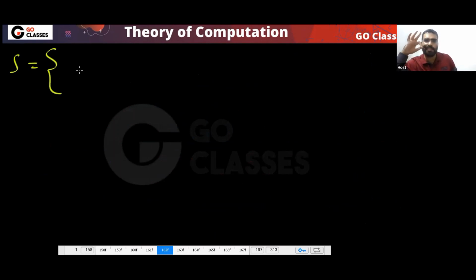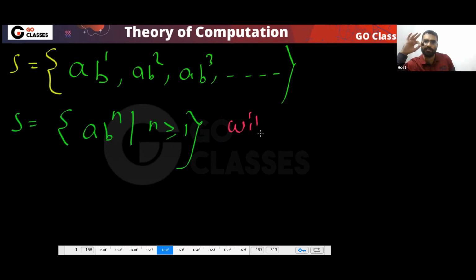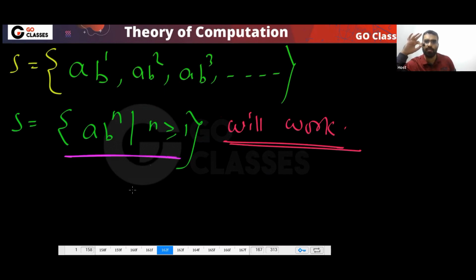So tell me, this will work. For example, I can say a b power 1, a b power 2, a b power 3. This set will work. Yes or no? Basically a b power n, where n is greater than or equal to 1. This set will work. Any two of them cannot go to the same state.